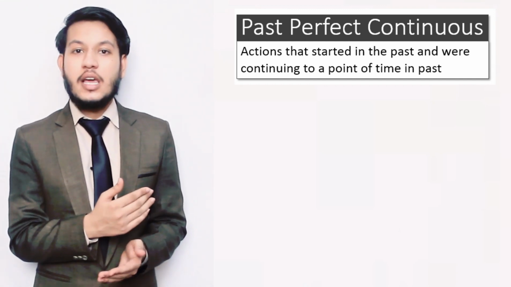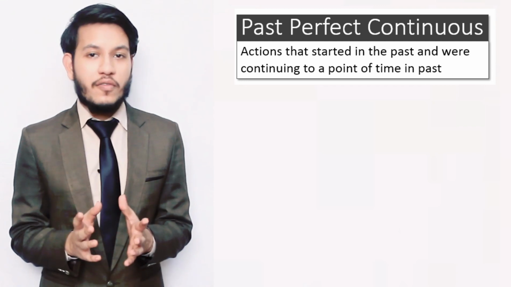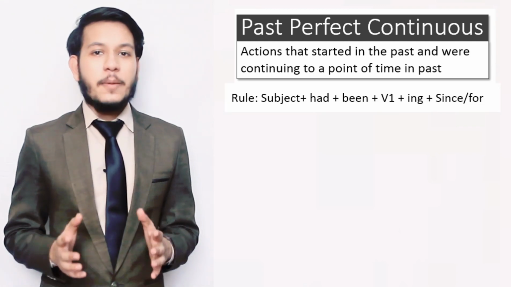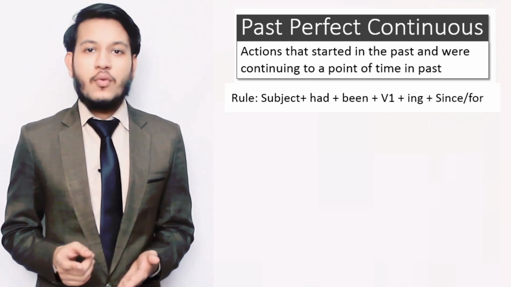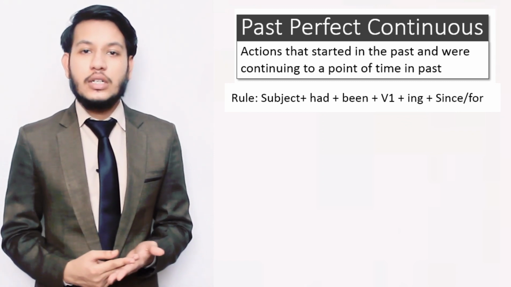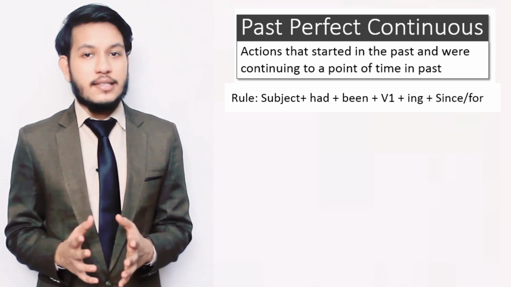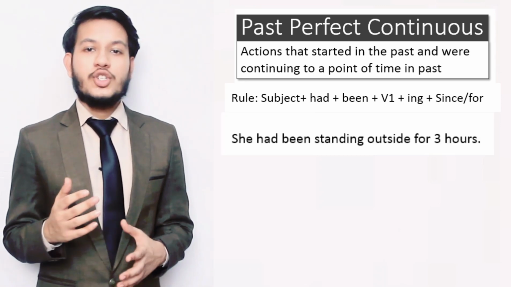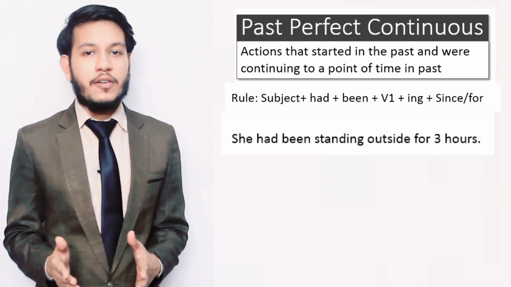Let's now talk about past perfect continuous tense, and we use this tense for the actions that started in the past and were continuing to a point of time in past. We make past perfect continuous tense with the subject plus had, been plus V1 plus ing and plus since or for. For example, she had been standing outside for 3 hours.